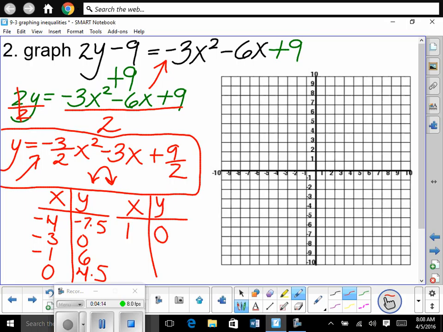So I'm going to plot that so far. We're going negative 4, down negative 7.5. Just plotted that point. We're going negative 3, up 0. So negative 3, up 0. We're going negative 1, up 6. So negative 1, up to 6. Sweet. Over 0, up 4.5. So 4.5.